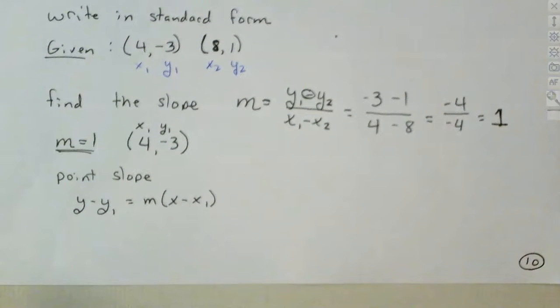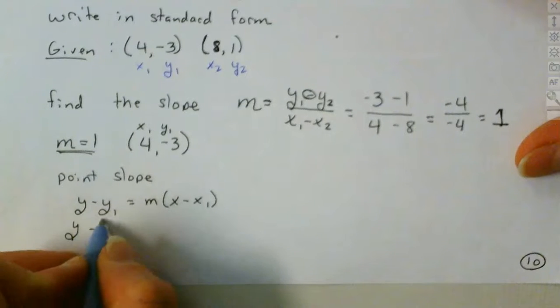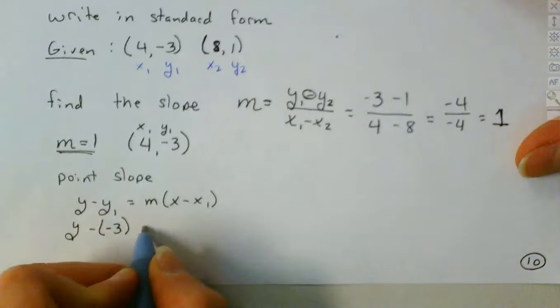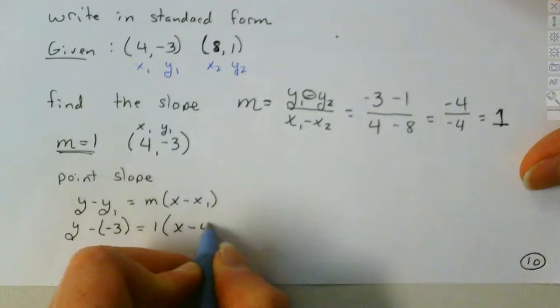Again, we have to watch out for double negatives if we have any. And so that's going to be y minus, here's the double negative, a minus 3. Watch your signs there. And that equals 1 times x minus 4.